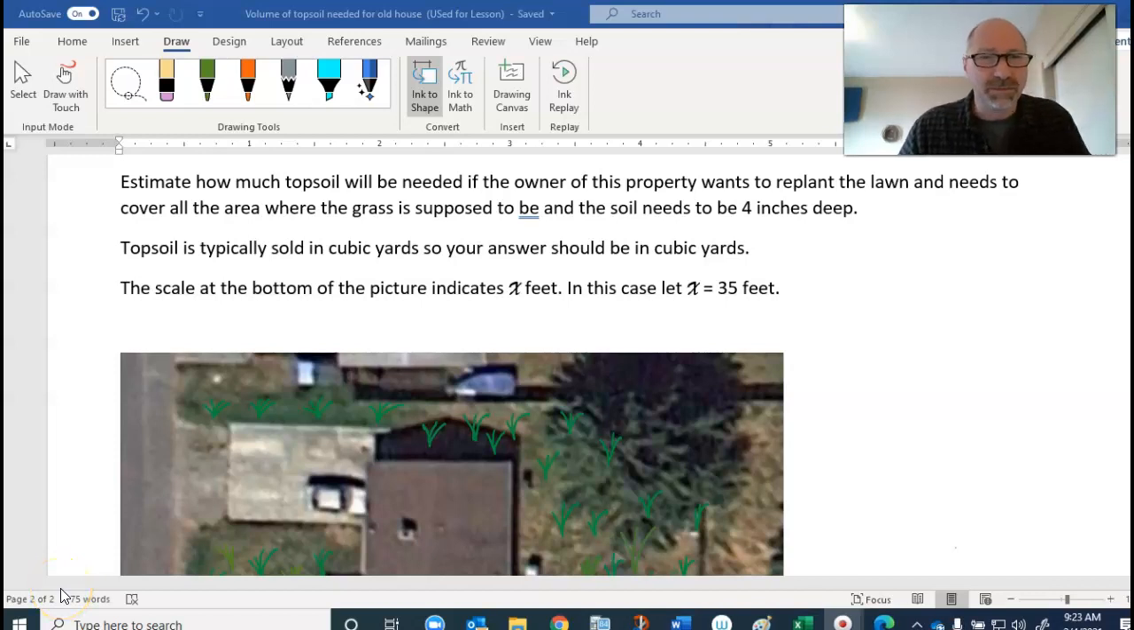Welcome to another lesson in problem solving. This one will be on how to calculate the volume of topsoil needed to replant a lawn.